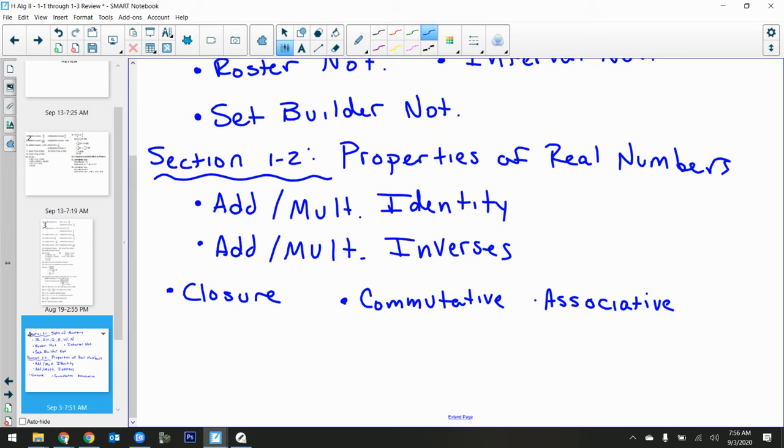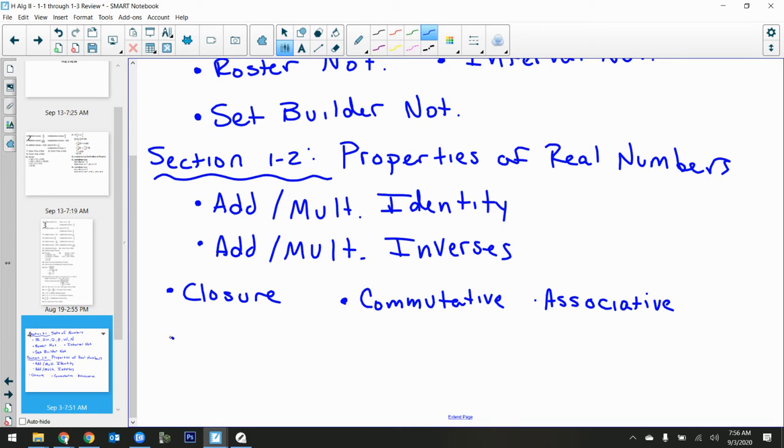Associative property, that's changing grouping symbols, right? 2 plus 3 grouped together, then plus 4 is the same thing as 2, and then 3 plus 4 grouped together, right? I can change the grouping, and it's not going to change the final outcome.